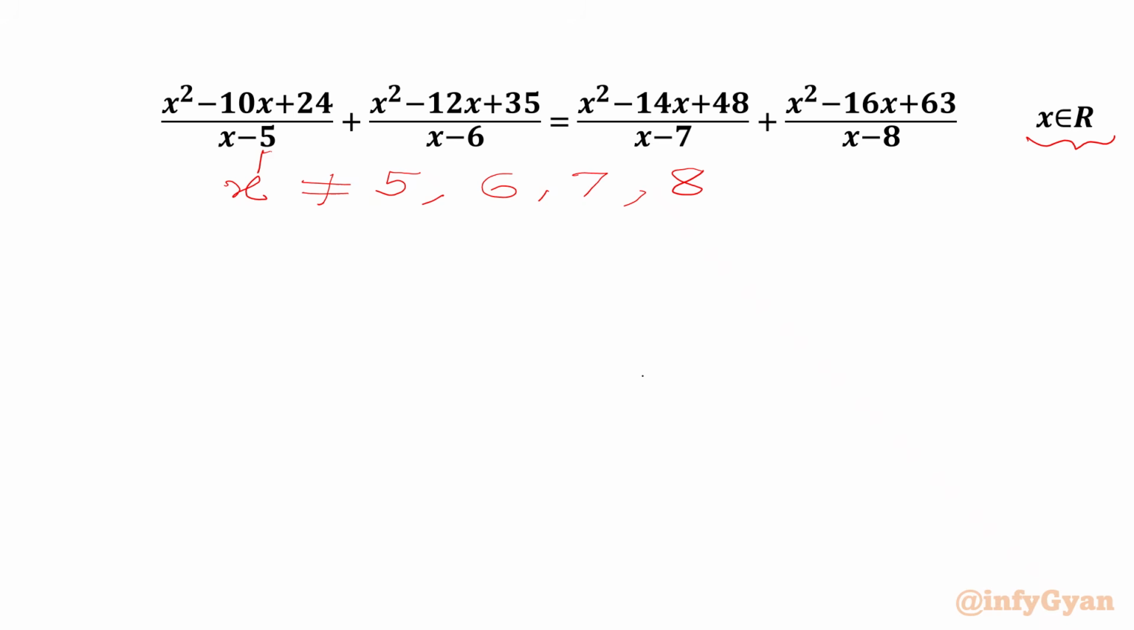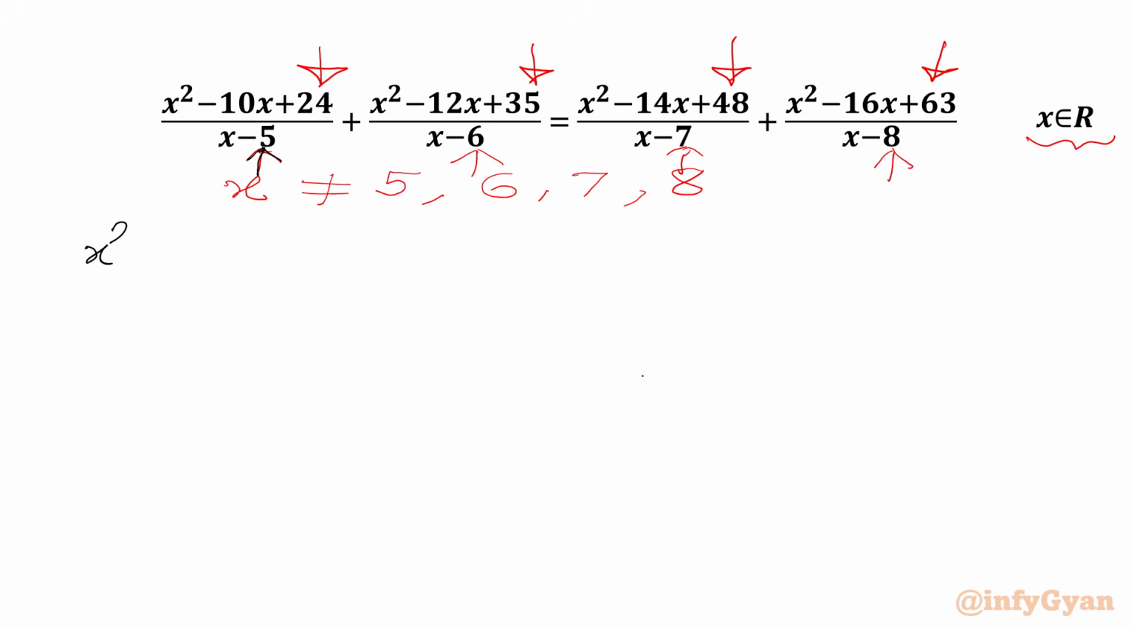Now in denominators, we have 5, 6, 7 and 8. 5 square minus 1 is 24. 6 square minus 1 is 35. 7 square minus 1 is 48. And 8 square minus 1 is 63. So we can write our numerator with respect to square minus 1, which is available in the denominator.